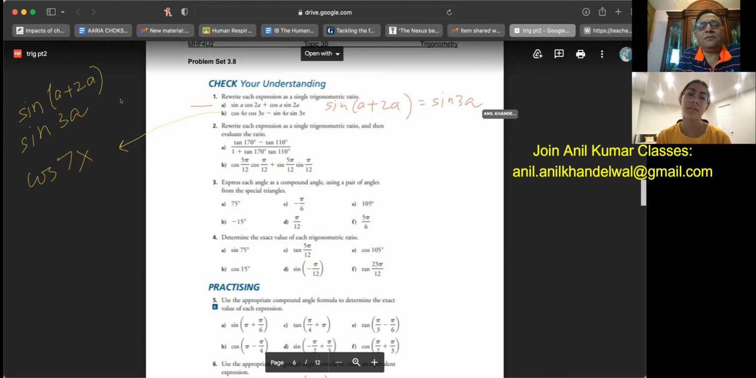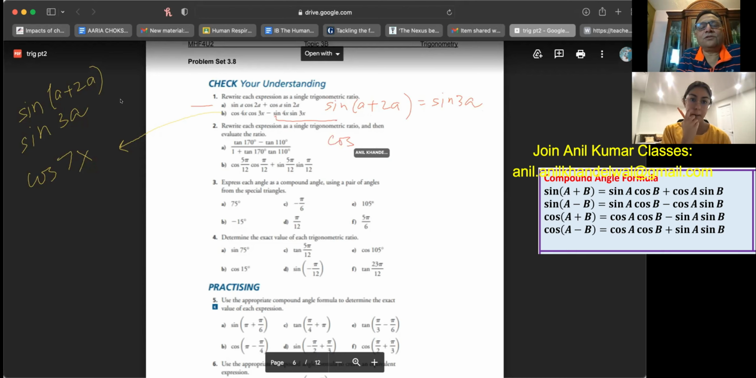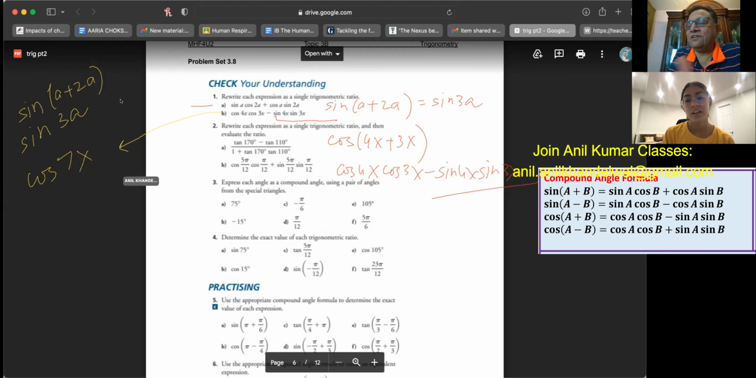But then, the second one is the cos formula, right? Cos of 4x plus 3x. When you expand, what do you get? You get cos 4x cos 3x minus sine 4x sine 3x. Correct? That's right. So you get the answer, cos 7x. You get the idea? Easy, right?